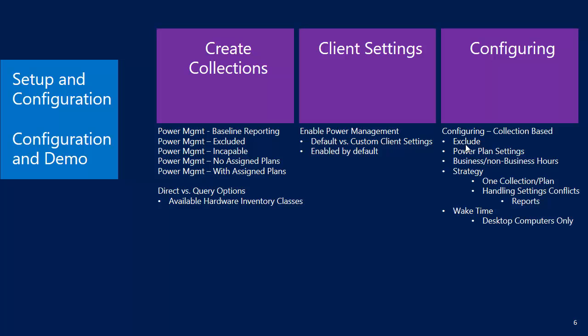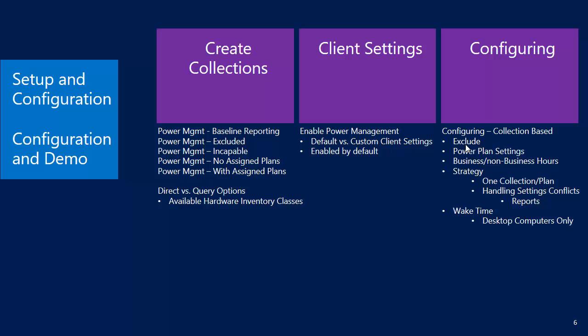The general strategy, again, I mentioned maintenance windows, is very similar to maintenance windows. In maintenance windows, the idea is that you have collections that are dedicated to applying maintenance windows in your environment. You shouldn't be deploying anything to those collections. They are simply standalone for the purpose of applying maintenance windows. Same thing is true for power management. So you really want one collection per plan that you're deploying in a given condition.